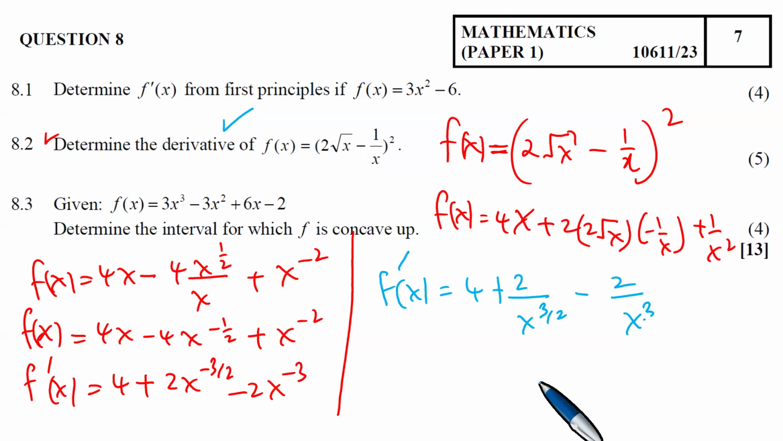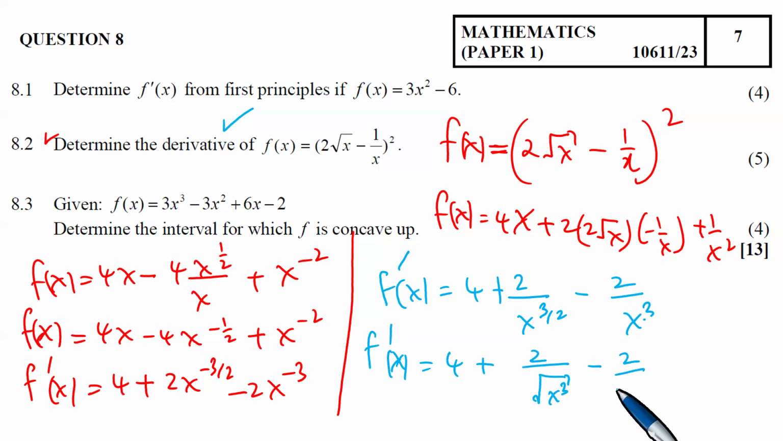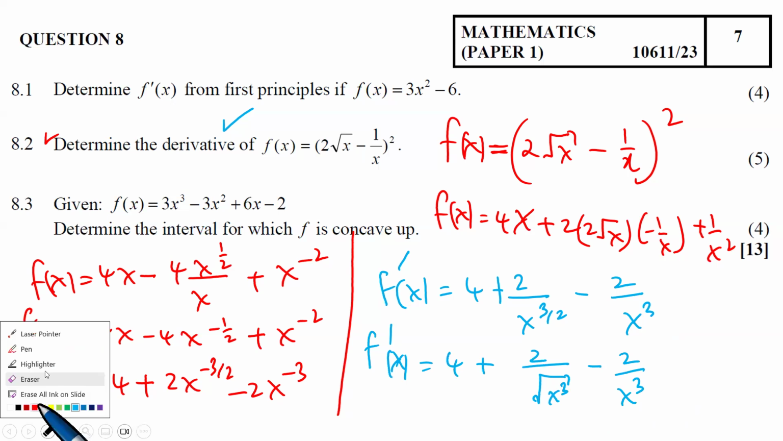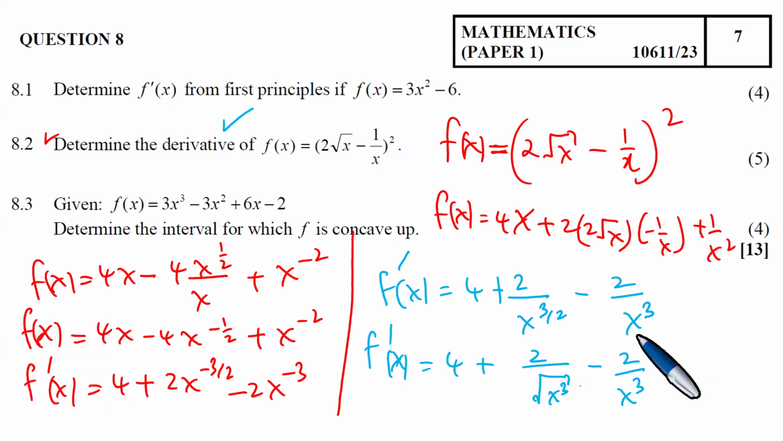So any question here? So that becomes the derivative. And this derivative can also be written as f prime of x, which is exactly 4 plus 2 divided by the square root of x cubed, and then you have x cubed like that. You have exactly x cubed that way. Where's the question here?